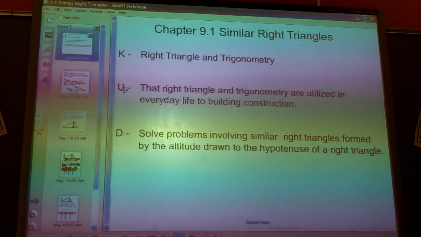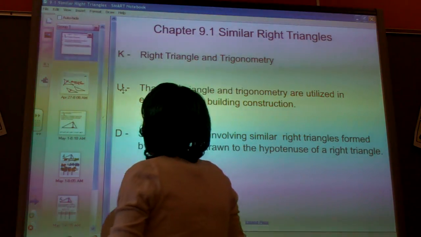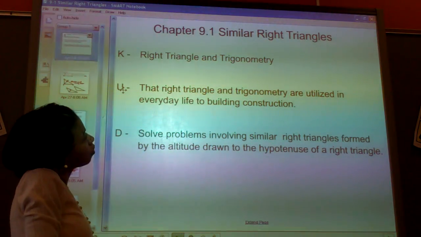This is chapter 9-1, similar right triangles. Please copy your notes. Now, I'm going to say similar right triangles.